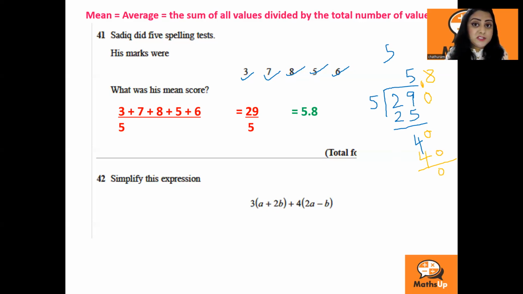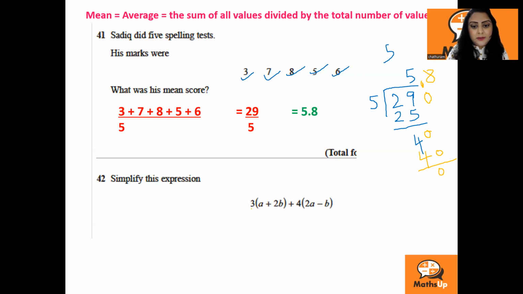And the last question, it's very interesting. Simplify this expression. The expression is 3 within brackets a plus 2b. That means you have to multiply a plus 2b by 3, plus 4 within brackets 2a minus b. That means you have to multiply 2a minus b by 4. Right. Now we'll see how we can do this.